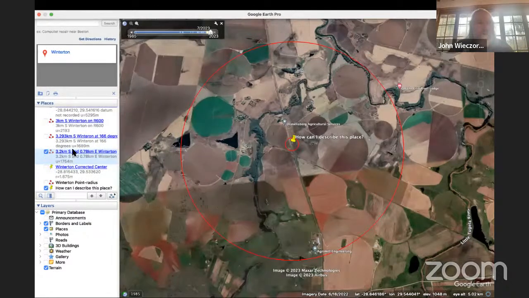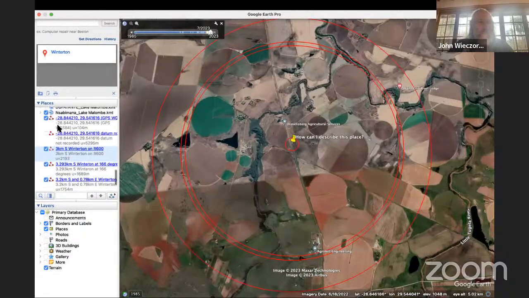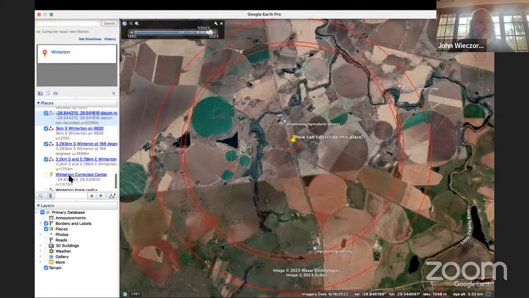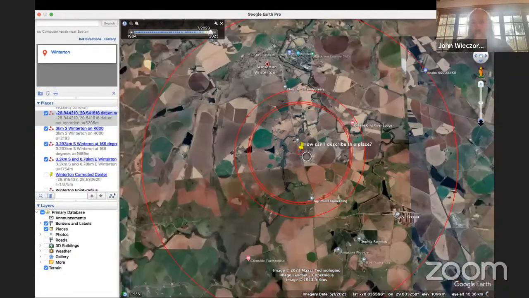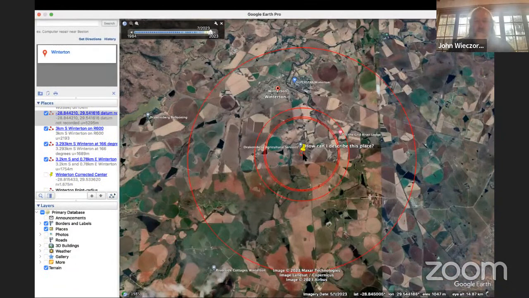So let me turn on all the interpretations again. And I'll zoom out so we can see them all. In the very center, we have the coordinates only where the GPS was stated as a source with a WGS84 datum as the setting for the GPS at the time. And we had a very small radius. So that was a very good way to describe the place.